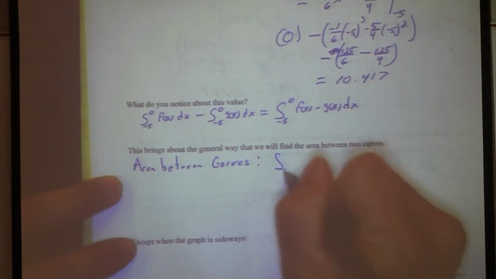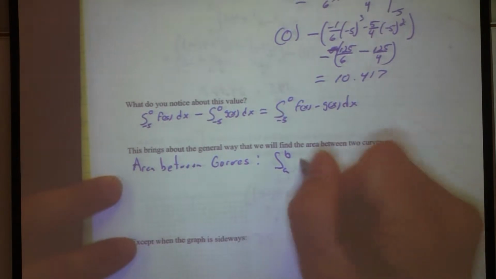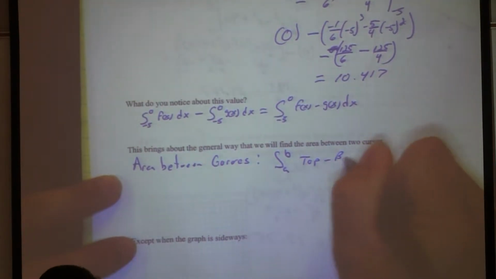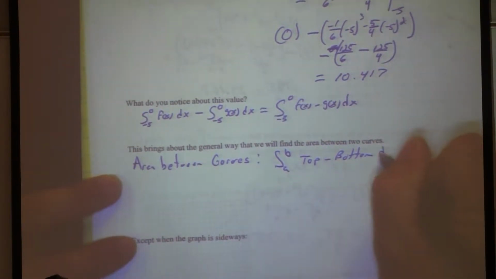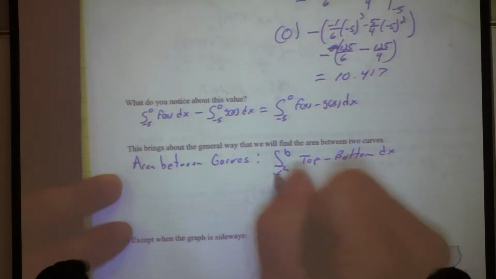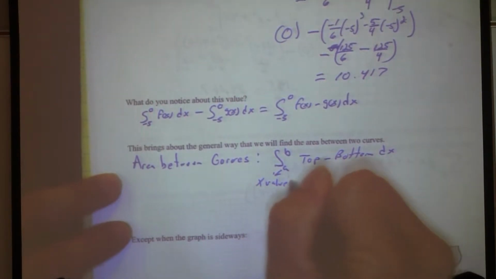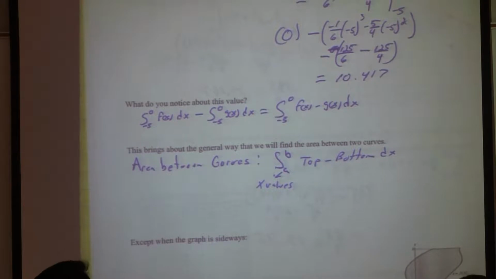Okay, it's going to be the integral from a to b of the top function minus the bottom function with respect to x. These guys are x values. Okay? Easy?